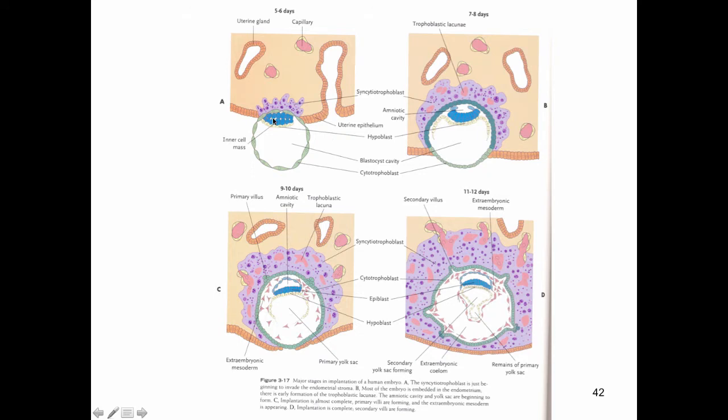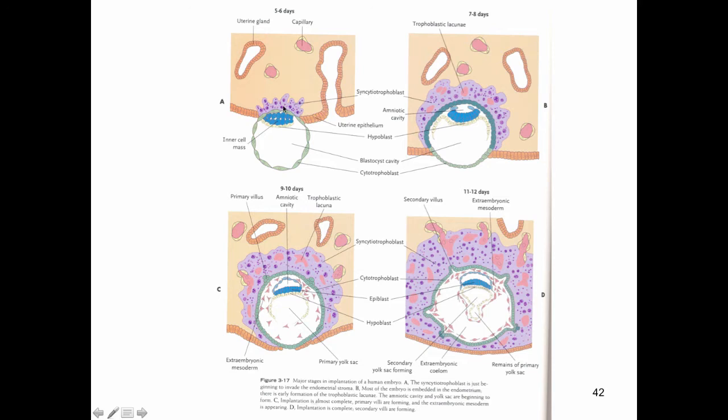It usually attaches to the anterior or posterior wall of the upper part of the uterus, but really it can attach anywhere. The trophoblast cells attach to the extracellular matrix proteins of the uterine lining, okay? And it starts to secrete these protease enzymes that degrade protein and start to burrow into the endometrial lining.